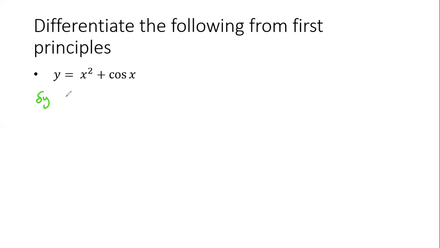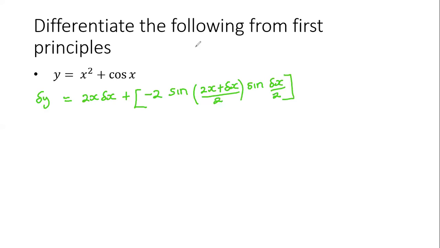So I remember I had stopped somewhere here, 2x plus delta x. Then I had something inside the brackets, negative 2 sine of 2x plus delta x, everything out of 2, then sine of delta x out of 2. That's where I ended. Okay, let me pick up a hand, but I'd ask people to complete.